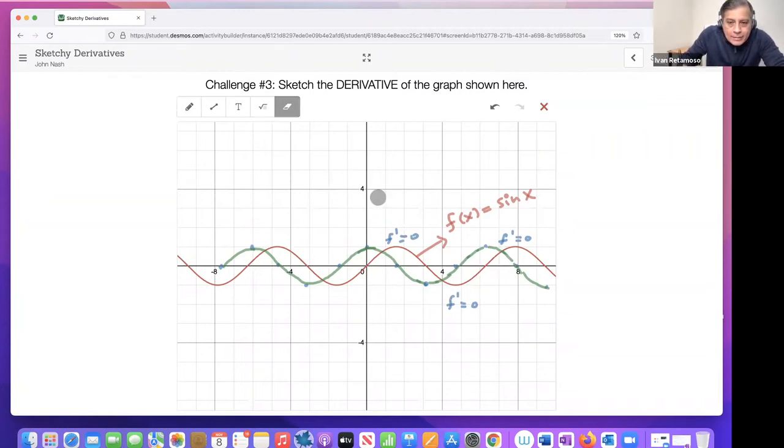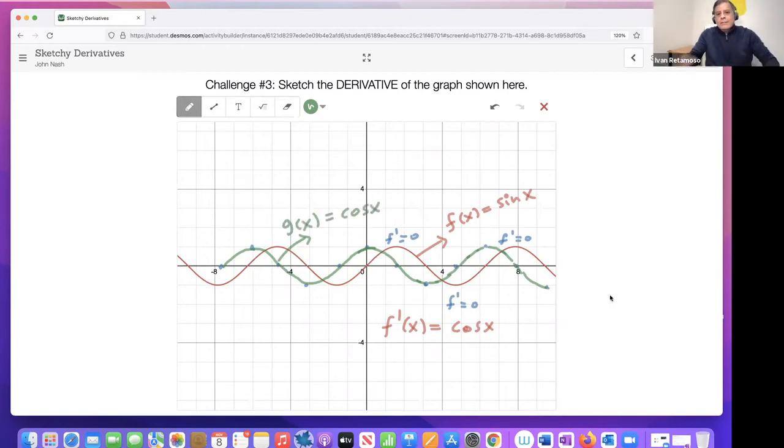Let's write it here. Feel free, guys, to justify this the way you want, right? We said derivative of sine is cosine, right? So that should be the graph of this guy. This one, you just call it g of x equal cosine because it's the derivative of sine, right? This is one way you can do it.